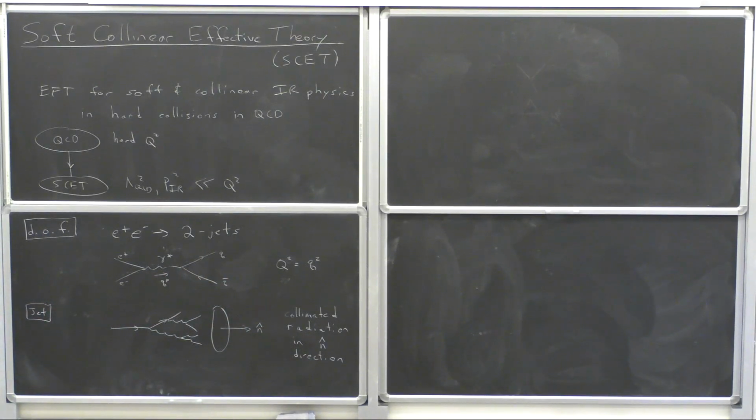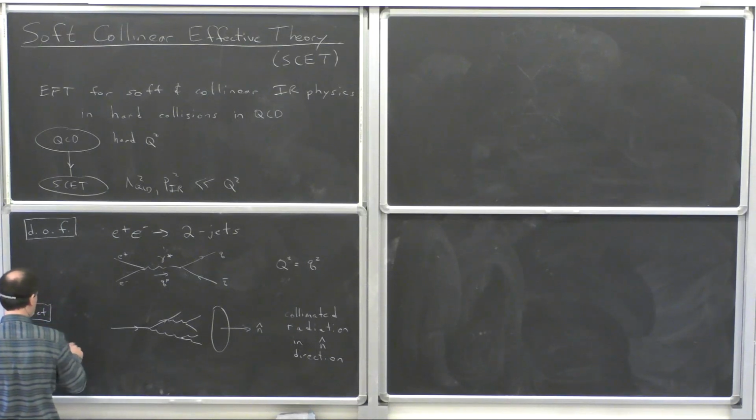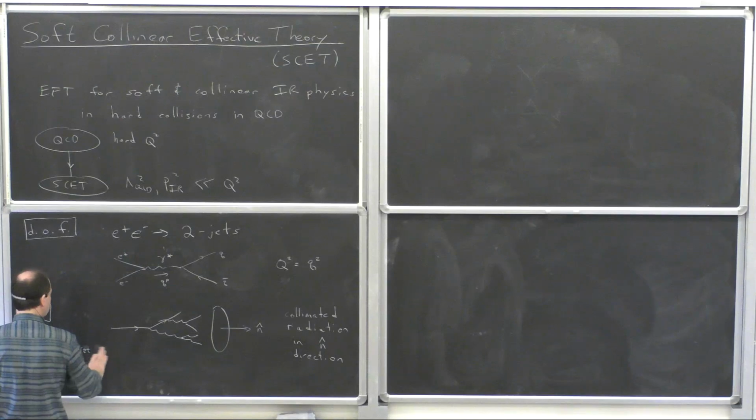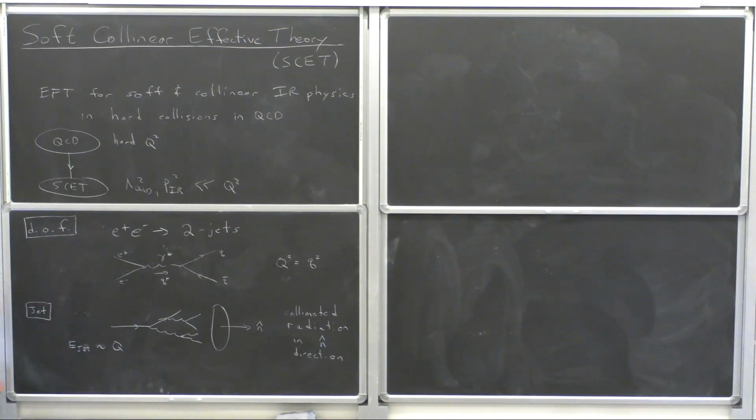Now the energy of the jet is like the energy of the progenitor of the jet, so that's like half the center of mass energy of the collision. So the energy of the jet is large. E jet is at this Q scale. Let me just say it's of order Q. So the jet has a large energy, but the transverse spread of the radiation is smaller, and that's going to lead us to our understanding of what we're expanding in this problem. It's going to be the transverse momentum of the particles in the jet relative to its energy.